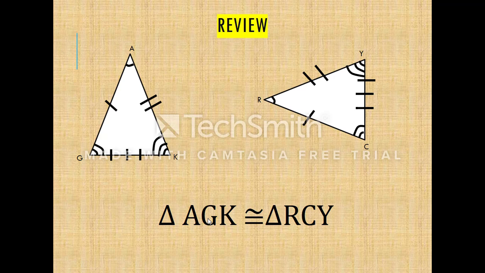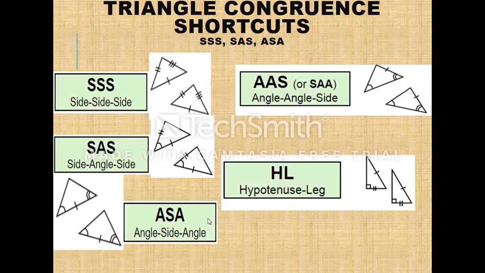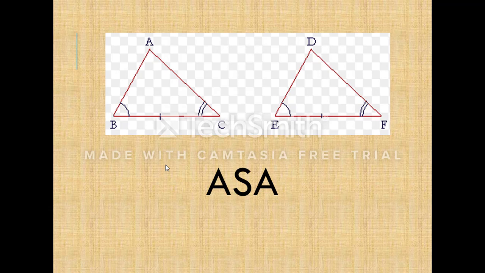But we don't need to know all 6 parts to conclude that the triangles are congruent. In fact, there are 5 triangle congruency shortcuts. In this video, we are focusing on the difference between ASA and AAS, which is often confusing for many students. So let's focus first on ASA.